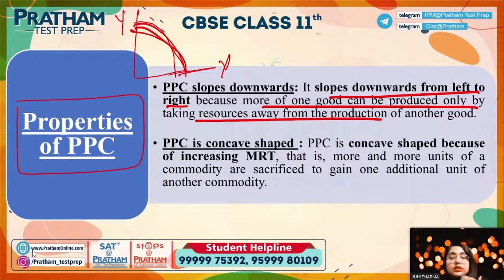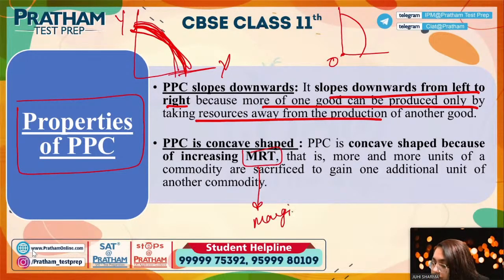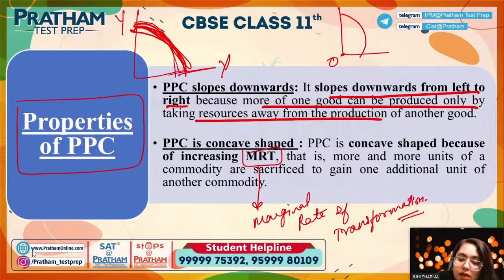Now the second property, the second thing you must have noticed is that the PPC always looks like this, it is always concave to the origin. Okay, if yours is like this, that means it is always concave to the origin. Here is the origin O, right? What does that mean? This means that PPC follows the increasing MRT. Now, what is MRT? MRT is marginal rate of transformation. What is MRT? MRT is marginal rate, right?